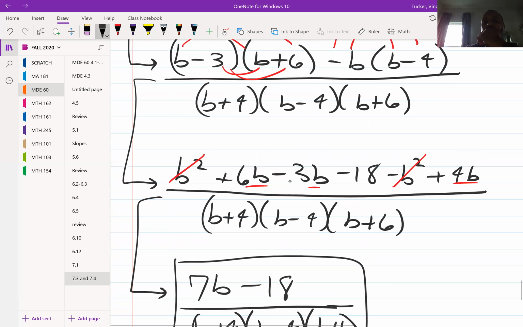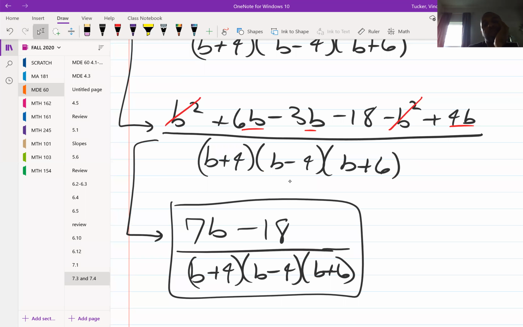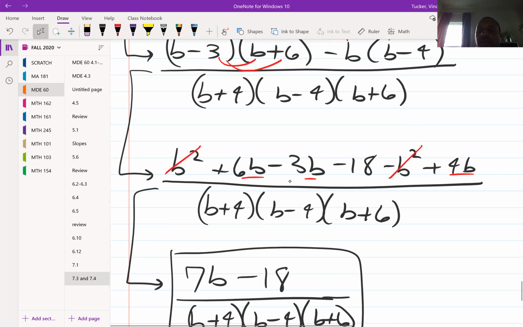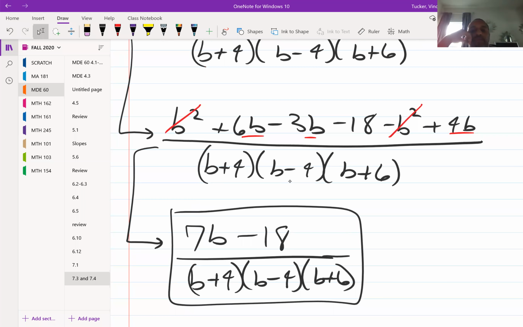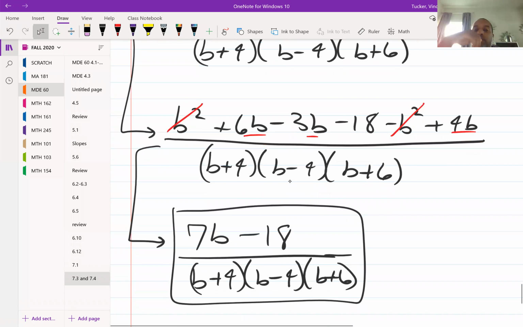That was 3 times 18. Yep. Can't factor out anything from that numerator, so that is it. All right. Questions? Any questions?